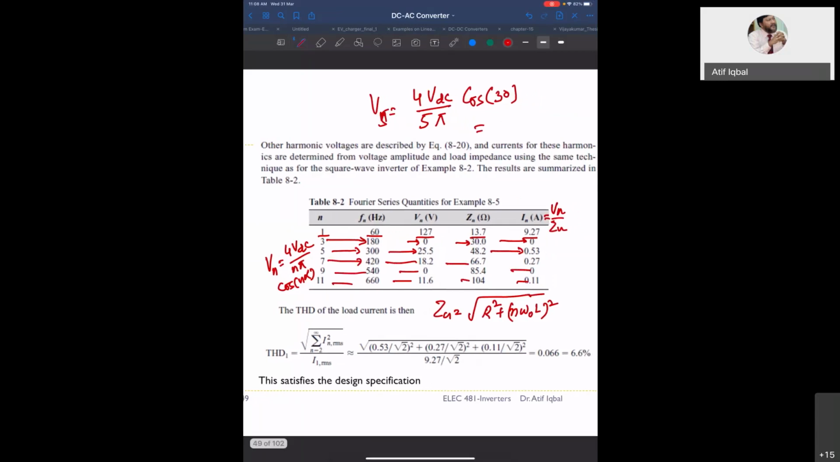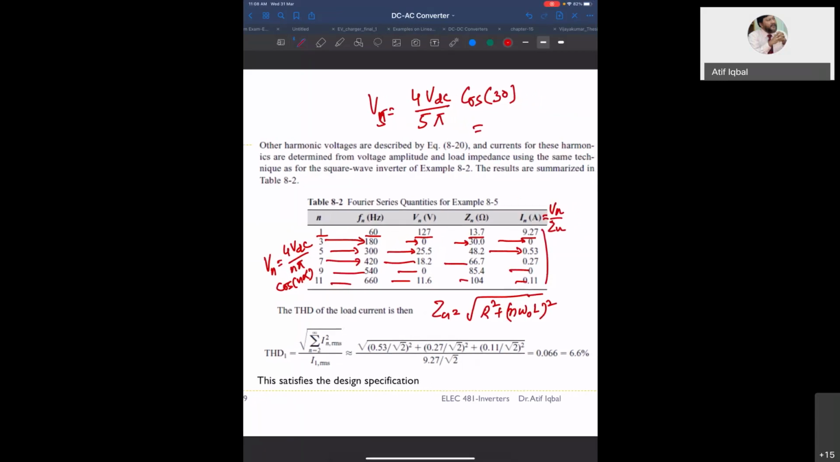So now we know these currents, then you can use the formula for the RMS values. For the fifth harmonic, it is 0.53. These are peak values, so you divide by root 2 to get the RMS. So 0.53 divided by root 2 squared, 0.27 divided by root 2 squared, 0.11 divided by root 2 squared, all divided by 9.27 by root 2, which is the fundamental RMS. What you get is 6.6% total harmonic distortion, which is less than 10%. So that means your design is correct.